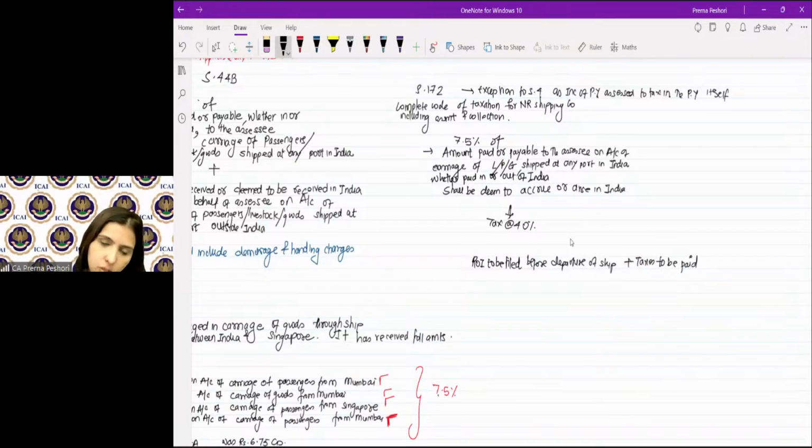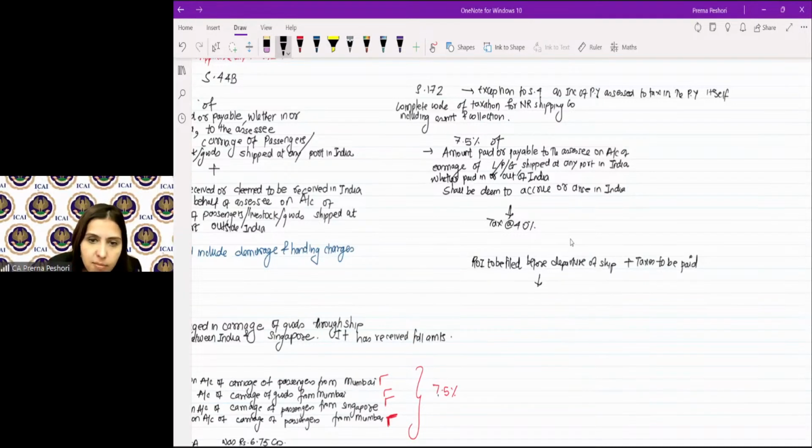So before the departure from any port in India, the master of the ship will have to furnish the return of income of the amount received by him on account of the carriage of passengers, livestock or goods shipped at any port in India, and he has to make arrangements for the payment of the taxes. Are we clear? Then on receipt of the return, the AO will assess the income and determine the sum payable, whether the sum payable is correct or not. Are we clear? And then the order of the assessment will be passed.